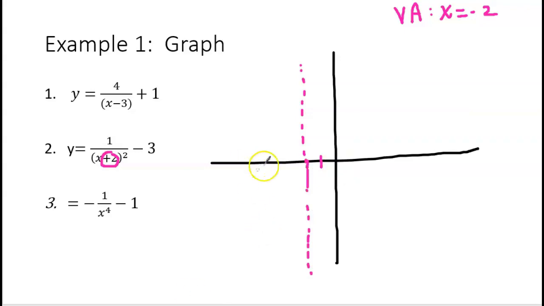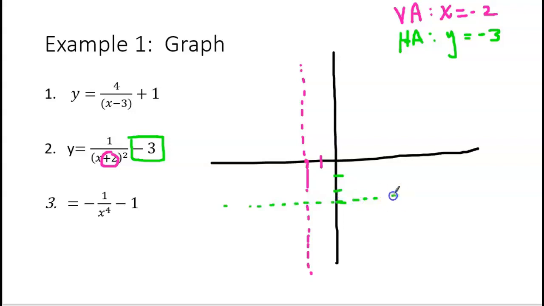Next, I want to identify my horizontal asymptote. That's this number here. So my horizontal asymptote is going to be the line y equals -3. I'm going to go down 3 spaces on the y-axis, and we're going to draw a green dotted line to represent that.